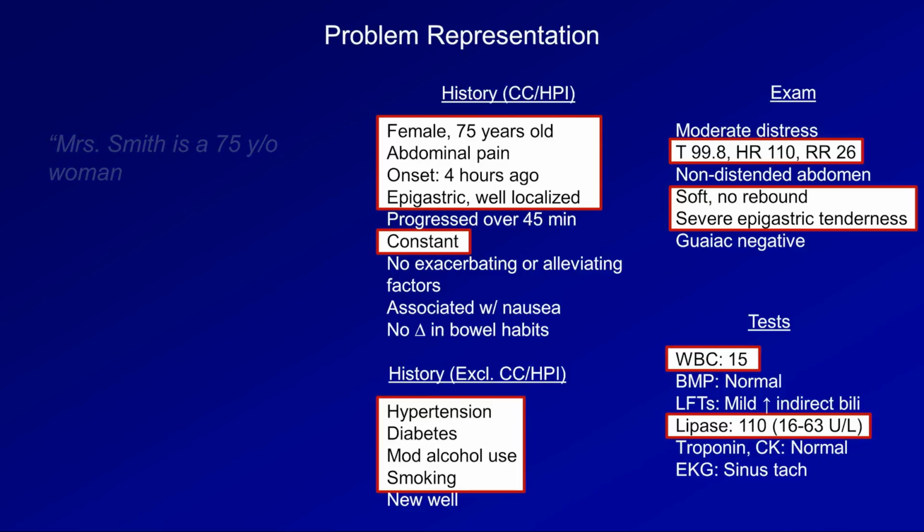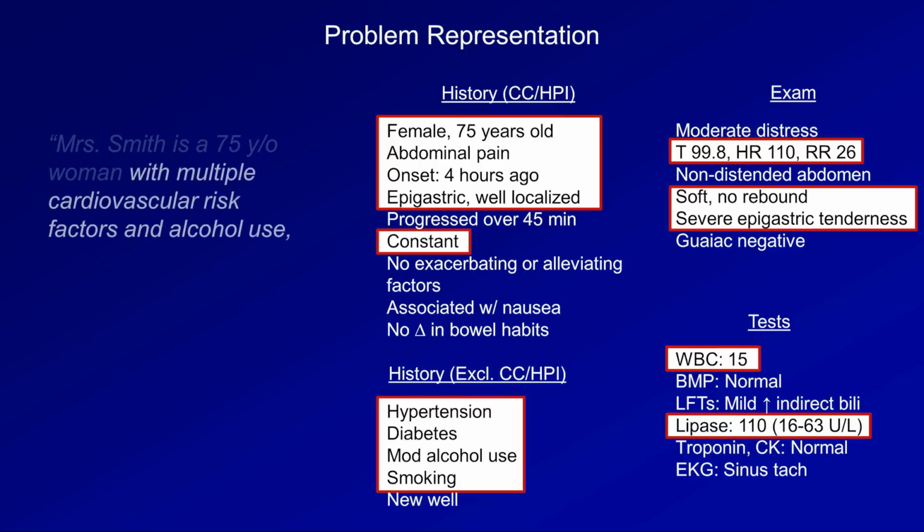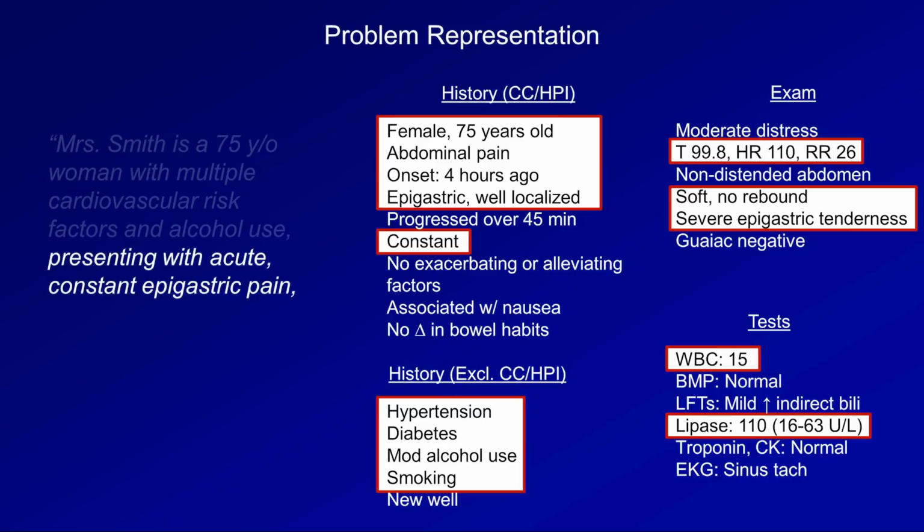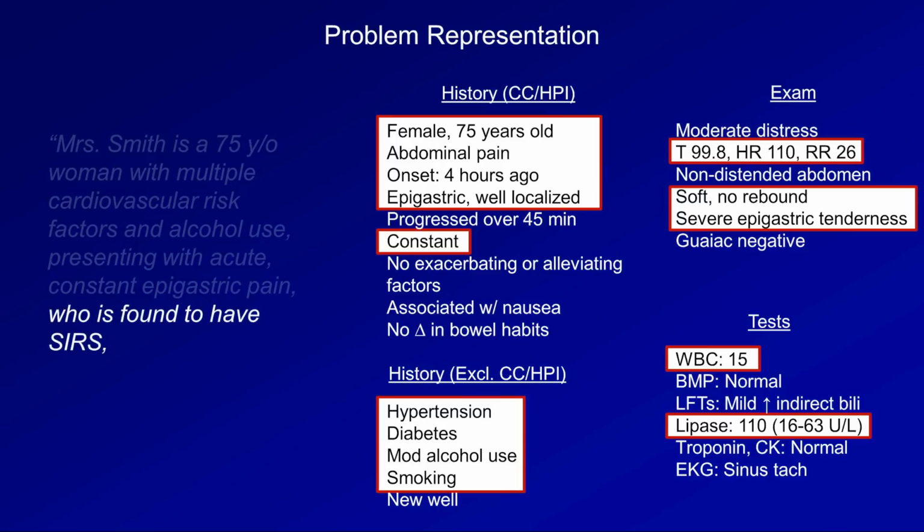Then for the highly relevant past medical history, I would probably include the hypertension, diabetes, and smoking, which gets summarized as multiple cardiovascular risk factors, and the alcohol use. The primary symptom using semantic qualifiers might sound something like acute constant epigastric pain. And finally, for the relevant diagnostic data, we would group together the white blood cell count, borderline fever, tachycardia, and tachypnea as SIRS, or the Systemic Inflammatory Response Syndrome.